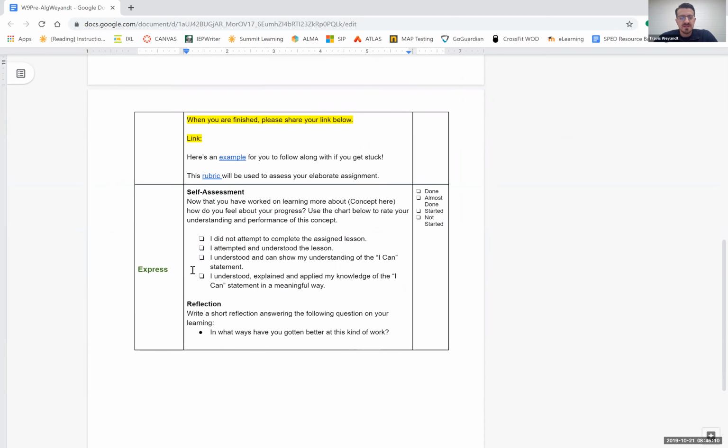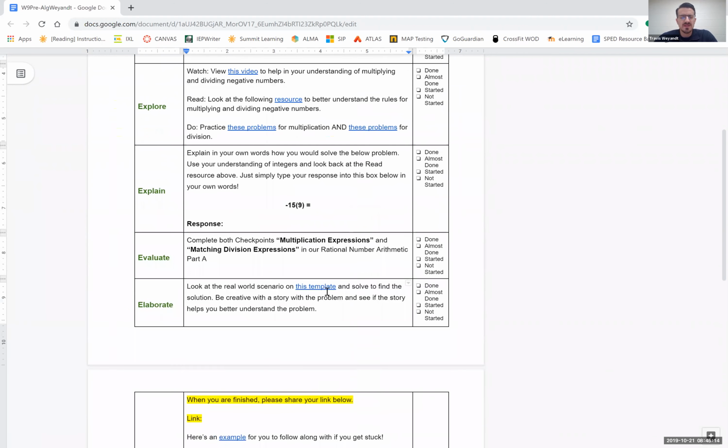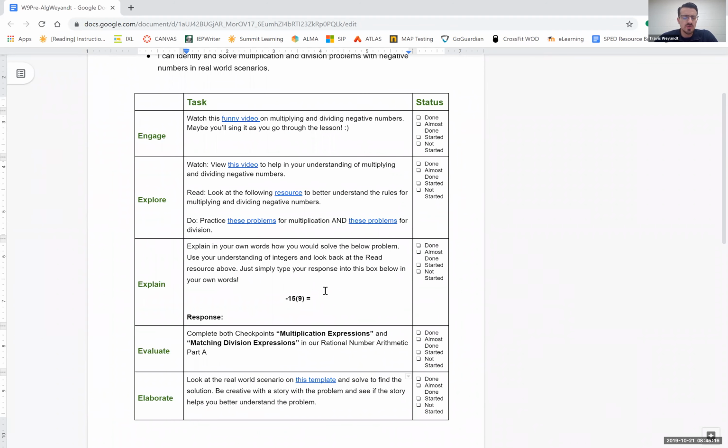And like every lesson, Express: in what ways have you gotten better in this kind of work? Again, we're reflecting back on the lesson, what worked for you, what did you enjoy? So make sure you take to heart those questions.